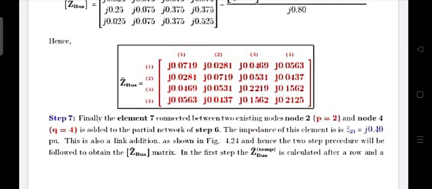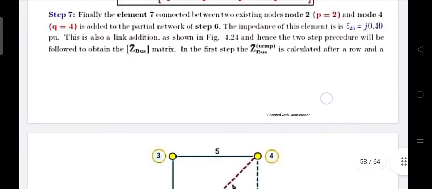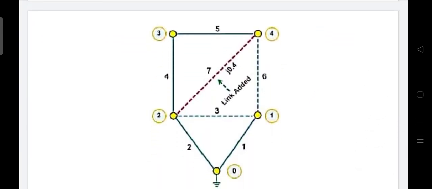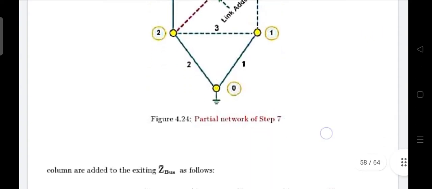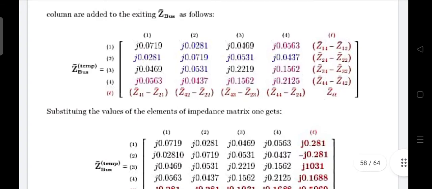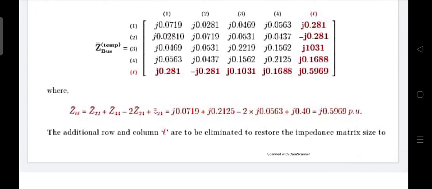Now the last element is remaining. It is also the element we are adding between two existing node 4 and 2. So the same what we did in step 6 we will do again. Okay, the impedance of this one is 0.4. Okay, so same, but here the only difference is we are taking row and column difference between second and fourth bus. Okay, and again subtraction to make our impedance order same as 4 cross 4.